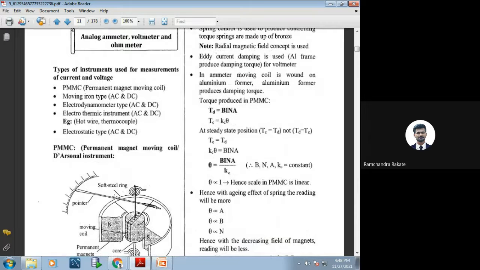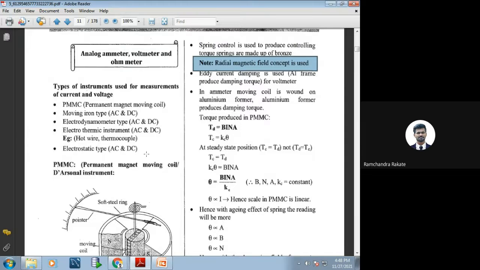What are the springs made up of? The springs are made up of bronze material. Here the radial magnetic field concept is used. This is a noted point: we have used the radial magnetic field concept here. When producing controlling torque, the springs are made up of bronze, and because of this, it produces controlling torque.